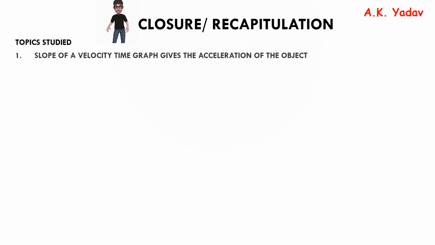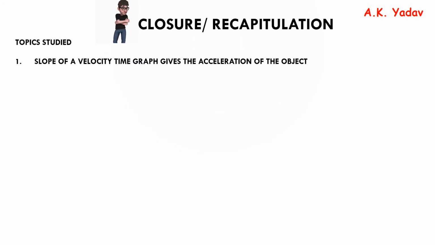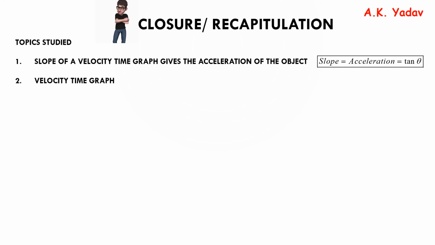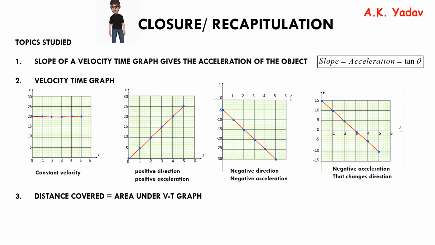So what we have studied is that the slope of a velocity time graph is the acceleration of the body. Slope is equal to acceleration is equal to tan theta. In a velocity time graph, for constant velocity it's a straight line parallel to the time axis. For positive direction, positive acceleration, it is a straight line. Negative direction, negative acceleration, it is a straight line in the fourth quadrant. And then the fourth case, we know that the distance covered is equal to the area under the VT graph.